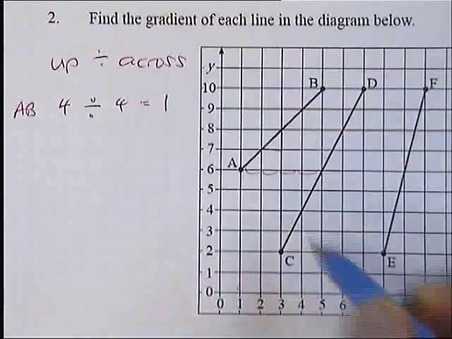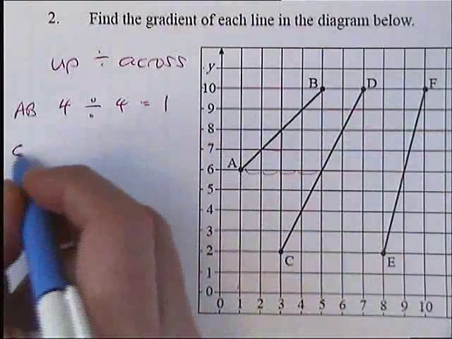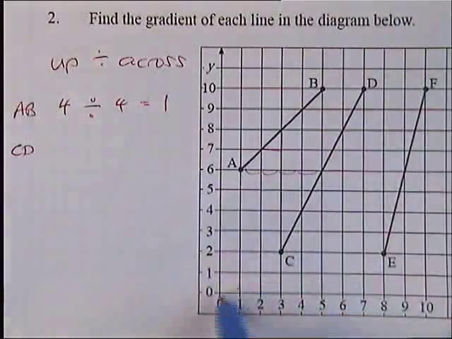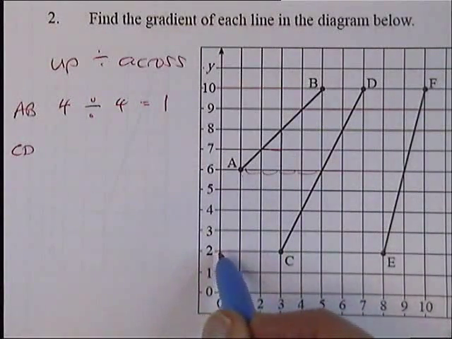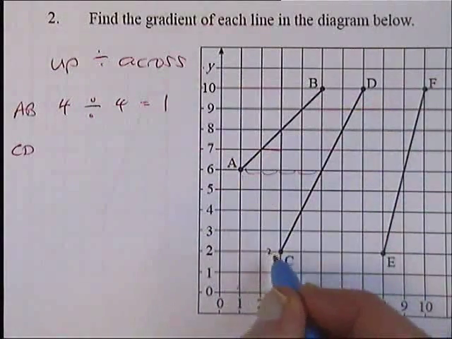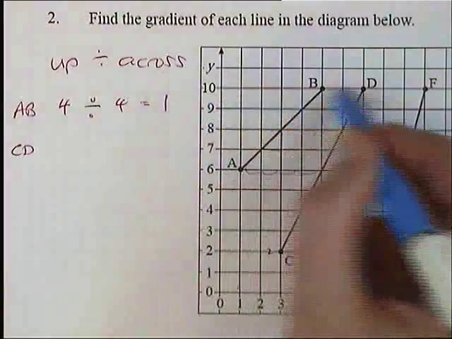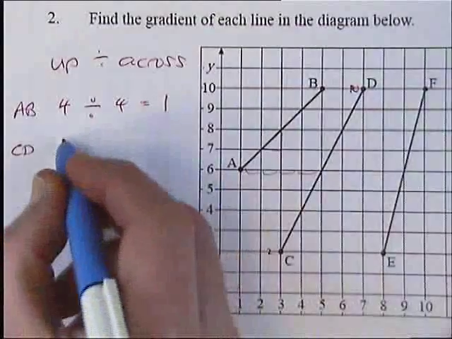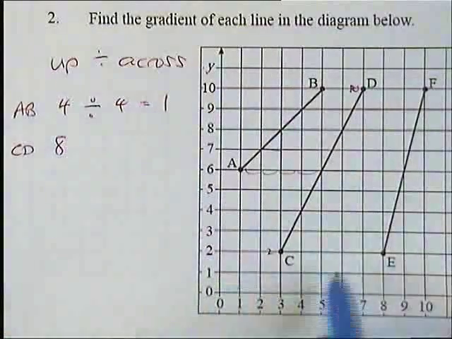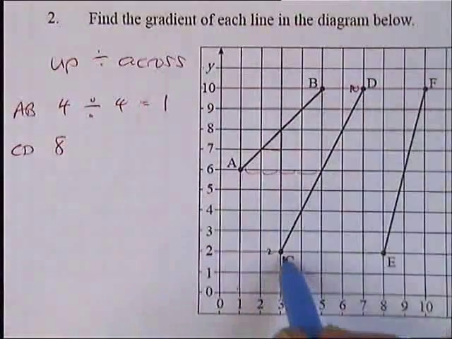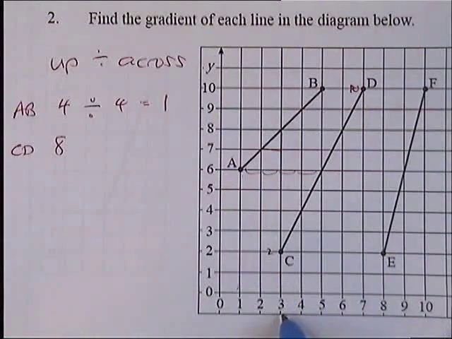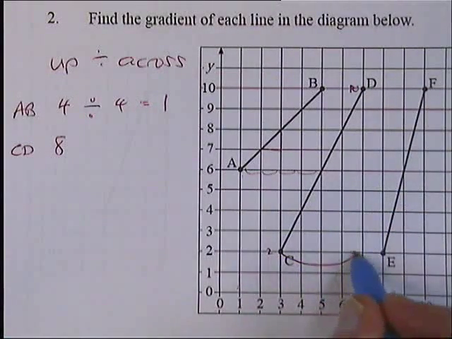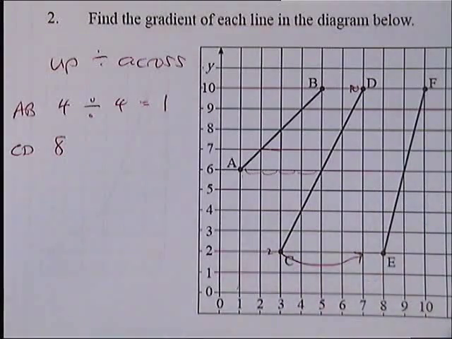That works. If we look at the next line, the line joining C to D, C is a height of 2 on the y-axis, so that is at 2. D is level with 10. So this has gone up from 2 to 10. So it's gone up 8. How far has it gone across? Well, it started off here level with a 3. The D is level with the 7. It's gone across from there to there. From 3 to 7, it's gone across 4.